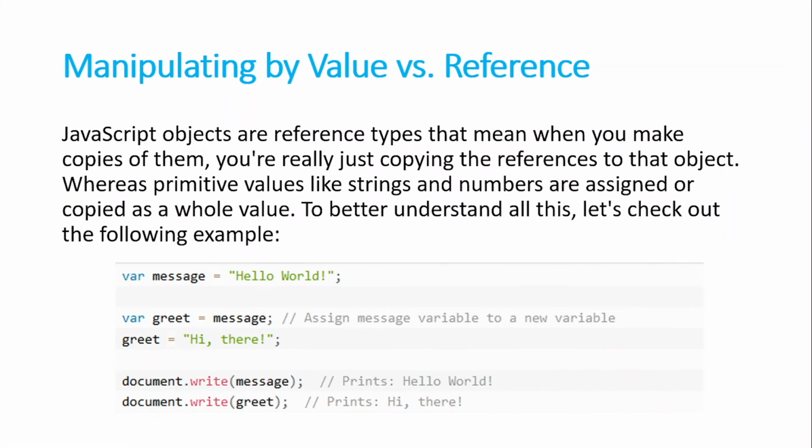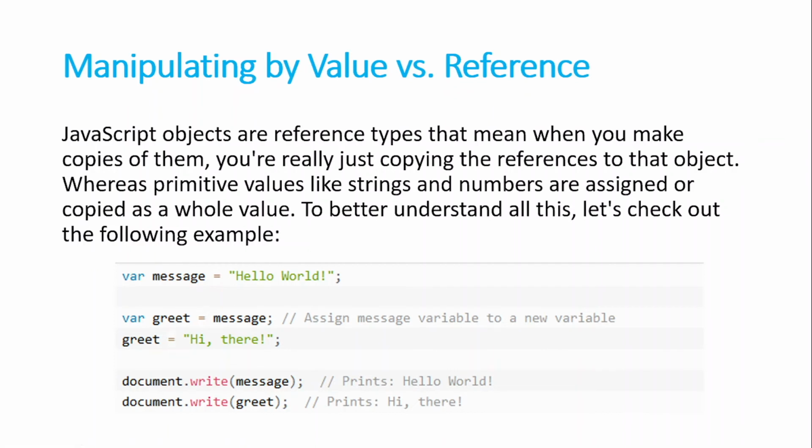So what is manipulation by value or reference? This means that when you have a normal variable, a string value or a normal data type, in which we have assigned the string "hello world", and you make a copy of this variable in greet, and then update the greet variable to "hi there", this will not be reflected in the message. So message and greet are now separate variables. If you update the greet variable, it will not affect the message variable because they have different values. So this is called manipulating by value.